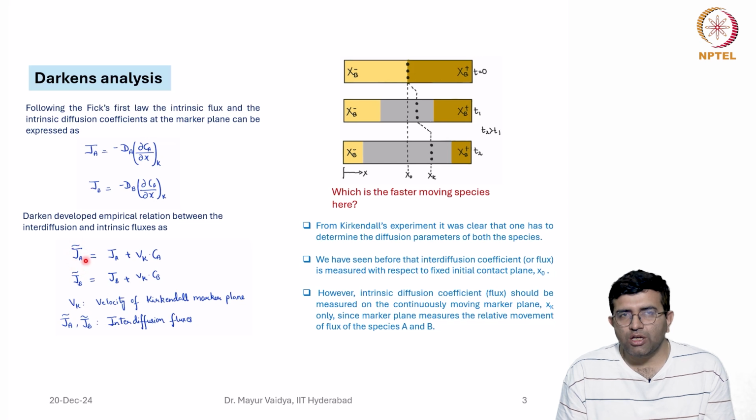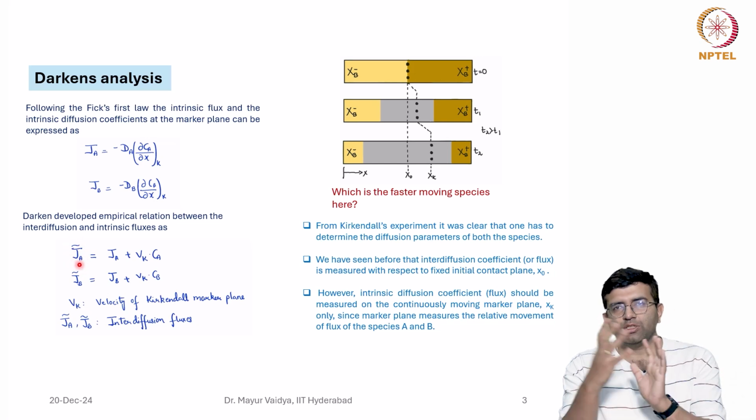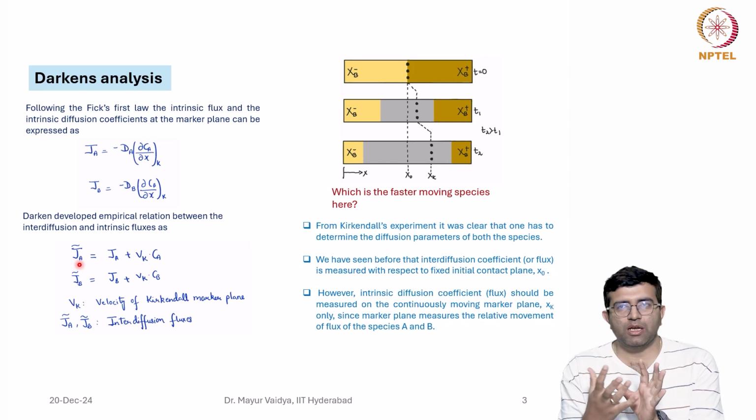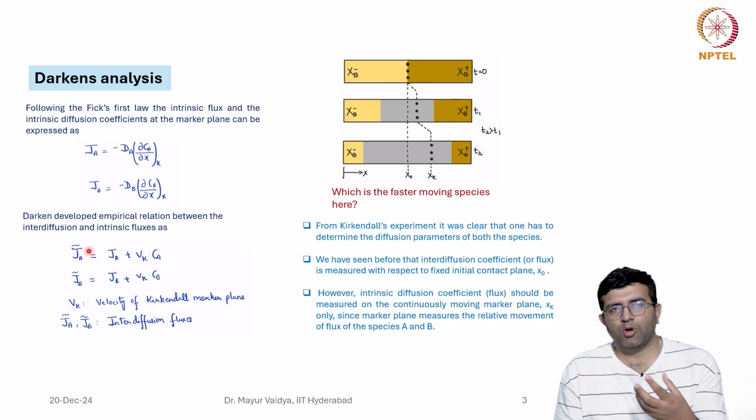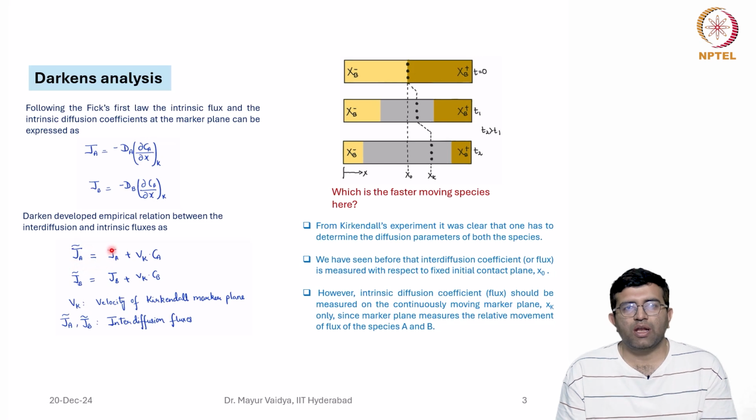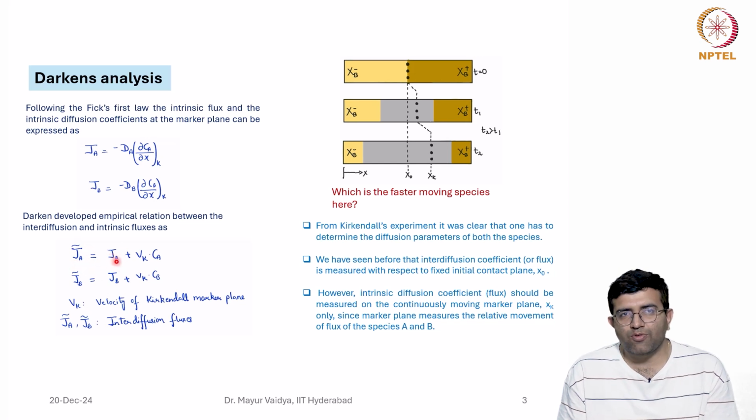which gives you the interdiffusion flux. So, this interdiffusion flux, if you try to draw an analogy to the relative velocity concepts that you have studied in high school or higher secondary, is like that. So, when you write J_A tilde, you are talking about the laboratory frame of reference, whereas when you write J_A, that is the intrinsic flux which is measured at the Kirkendall marker plane, it is the lattice frame of reference. So, this J_B tilde is written as J_B plus V_k into C_B.